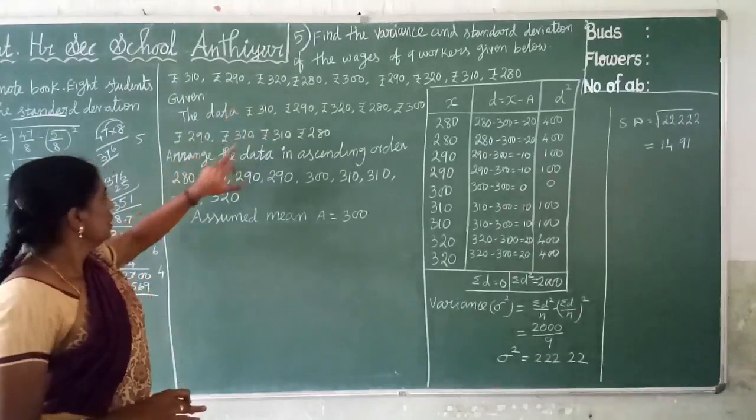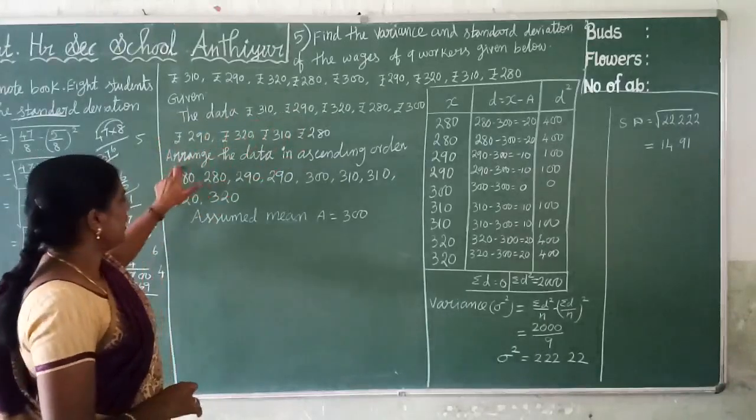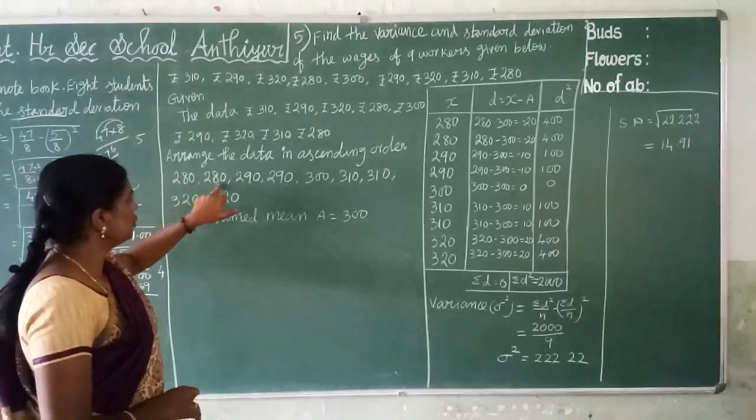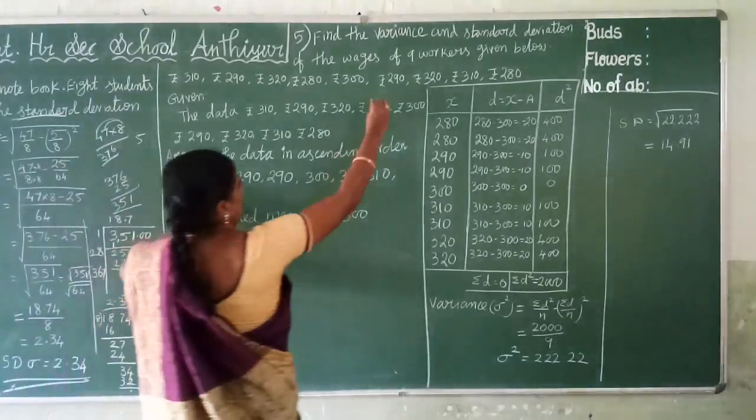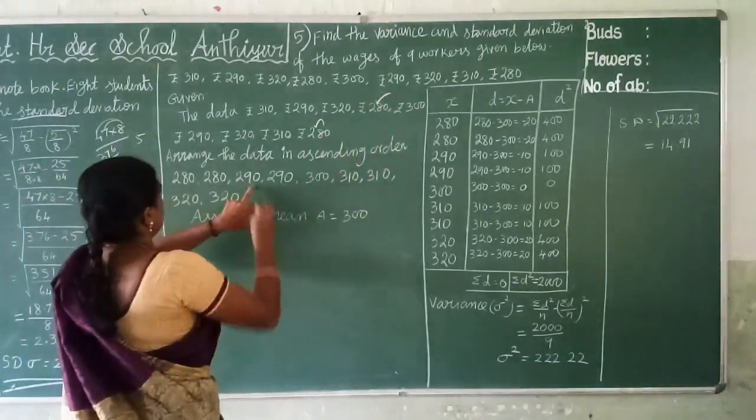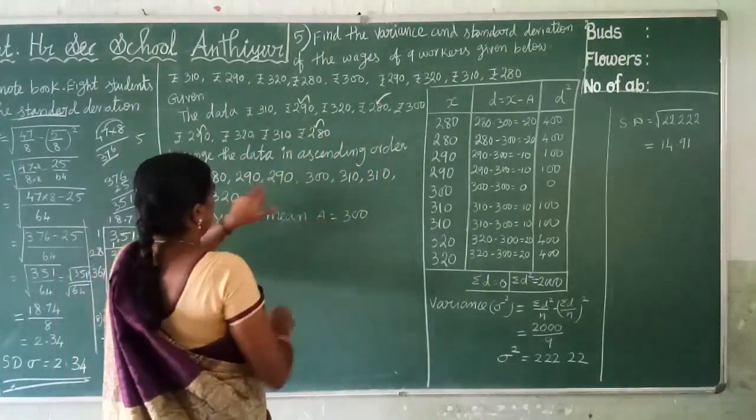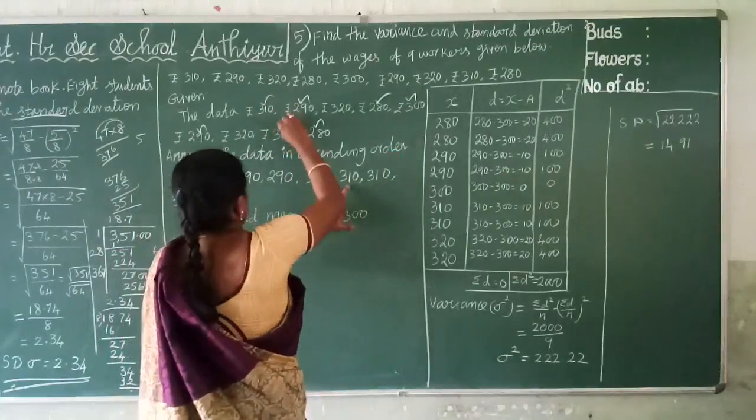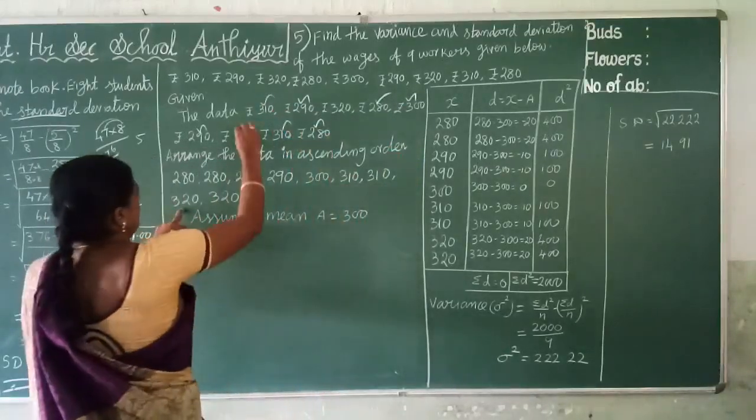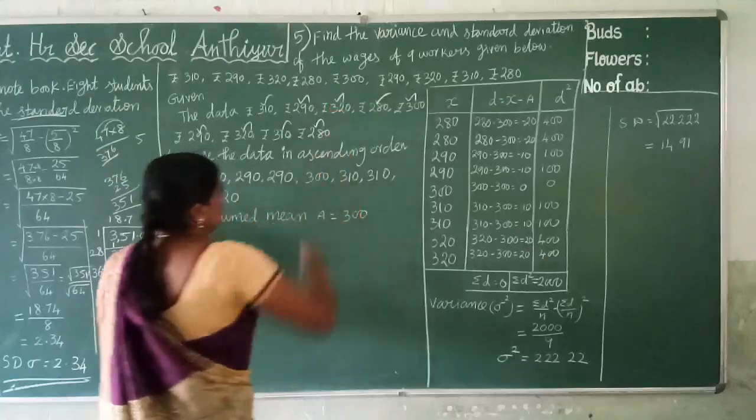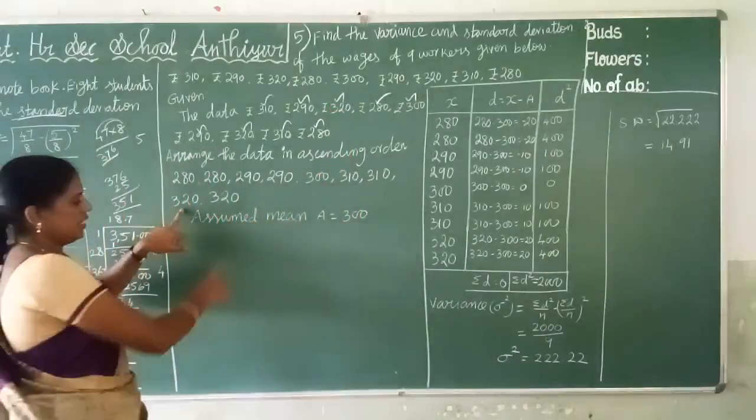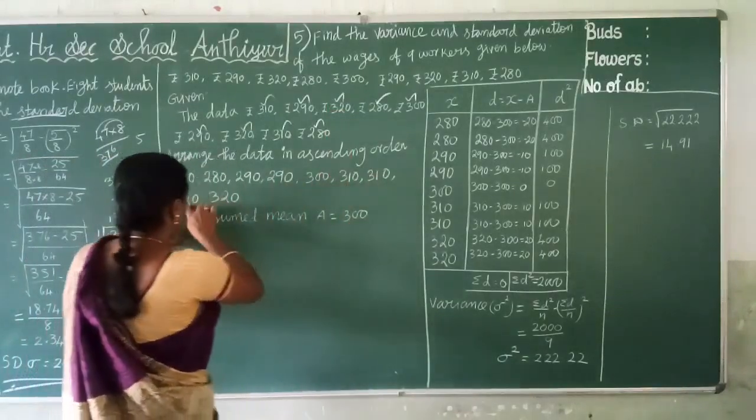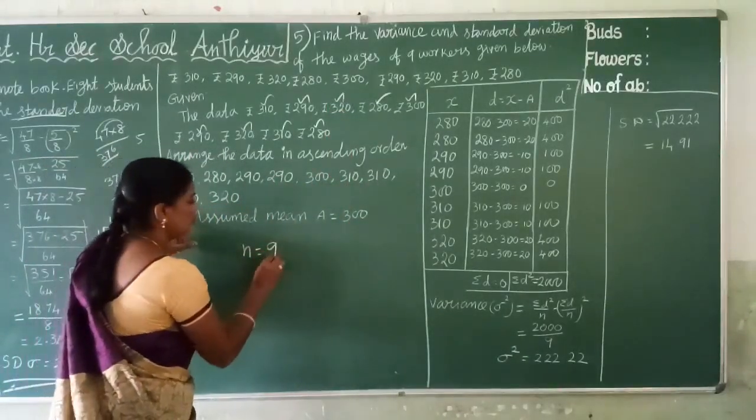Clear? So the given data, you write it first and arrange the data in ascending order. So what is the ascending order? 280, two times 280 given. Here one 280, and next 290. Here one 290, here one 290. Next 300, one 300. Next 310, 310. Next 320, one 320, one 320. Clear? So here the n value: 1, 2, 3, 4, 5, 6, 7, 8, 9. So n is equal to 9.